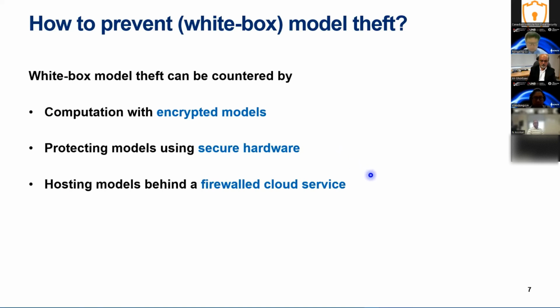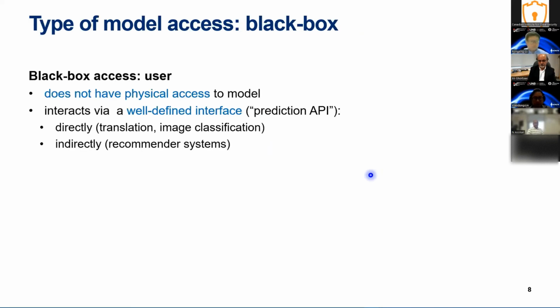And then the last thing is, of course, to put the model in some kind of firewalled cloud service. So think about Google Translate. All of us use Google Translate, but the model sits somewhere in Google's cloud servers, and access for customers is given via an API, and the rest of the model is firewalled. So essentially, what all of these techniques are doing is to turn white box access into black box access, so that legitimate users no longer have physical access, and they interact with the model via a well-defined interface, which we can call the prediction API. And this can be a direct API, as in the case of, say, Google Translation or image classification, or it can be indirect.